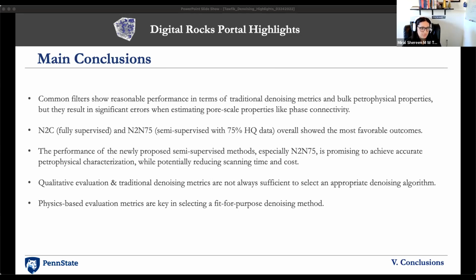The semi-supervised method proposed seems promising to achieve accurate petrophysical characterization while still reducing scan time and cost. We also see that the qualitative evaluation and traditional denoising metrics are not always sufficient to select an appropriate denoising algorithm, and physics-based evaluation metrics would be necessary to decide on which algorithm to select. So it would be best to even have an independent measure of some of those properties for more reliable evaluation. And that's all I had for today, and I'd be happy to answer questions.